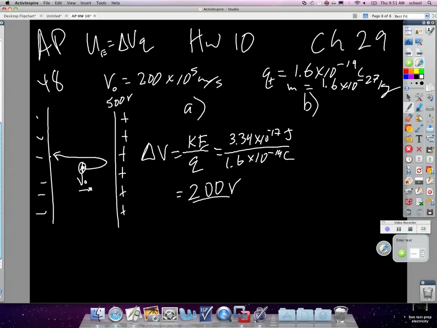But anyways, so this is 200 volts. That's how you can say without a doubt that it never reaches the thing.